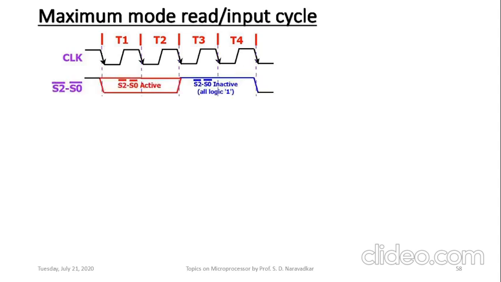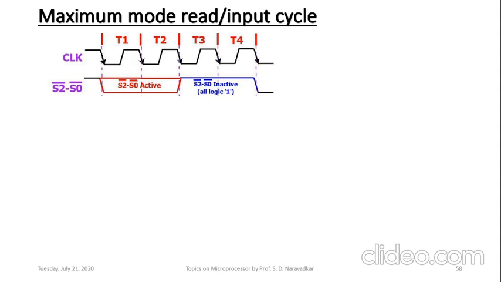In case of maximum mode here, these signals will be active during T1 and T2 state. That's why some of these signals will be 0, some of these signals will be 1. And during T3 and T4, all these signals will be logic 1, so those will be inactive. Okay, color combination is accordingly used here. During T1, T2, S0 to S2 bar signals will be active. So at least one of these signal will be at logic 0. Whereas here in T3 and T4, all these signals will be logic 1, inactive.